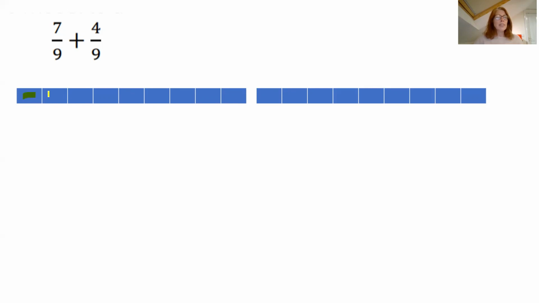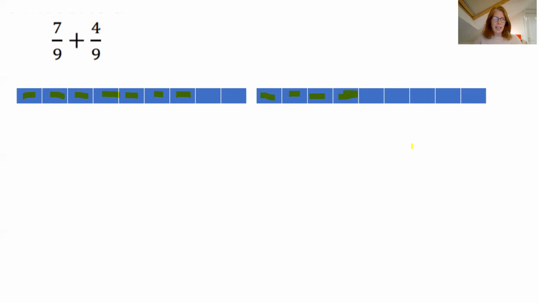Because here I've got 7/9. 1, 2, 3, 4, 5, 6, 7. And I want to add 4/9 to it. And I haven't got another 4 bars here. So what I'm going to do is I'm going to put my 4/9 over here so you can see. So I have 7 out of 9 parts shaded here. And I have 4 parts out of 9 shaded there. And we can still add those together and come up with an answer.